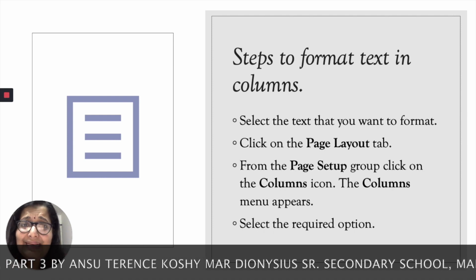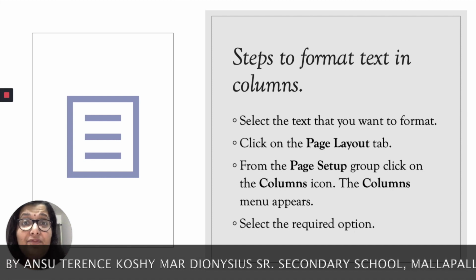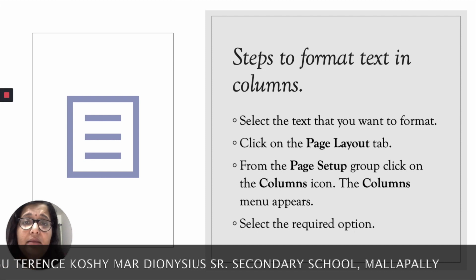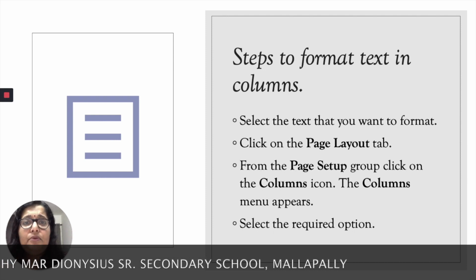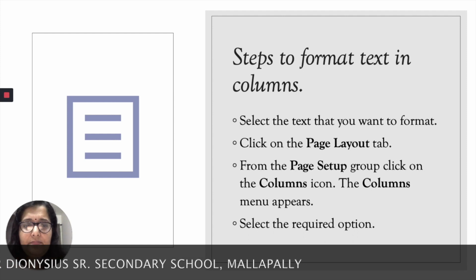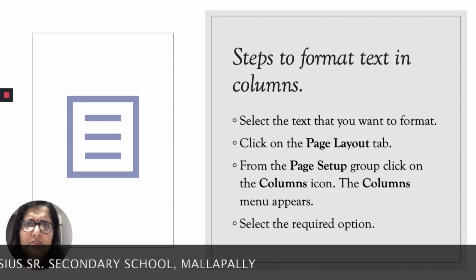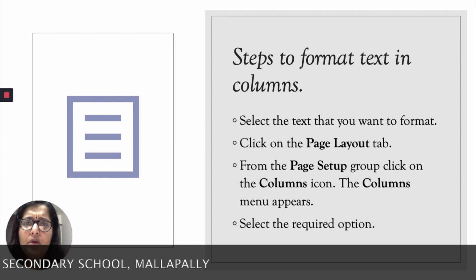If you want to increase the columns in it, you have to select your text first. Then you have to go to the Page Layout tab. Then from Page Setup, you have to go for the Columns icon. And from that, lots of options are there. There will be a 2-column option, a 3-column option. From that, however many you want, you can click and select.